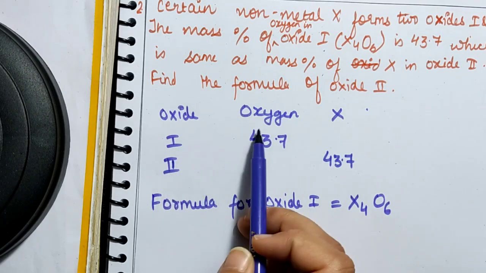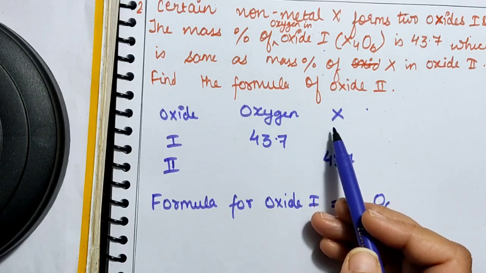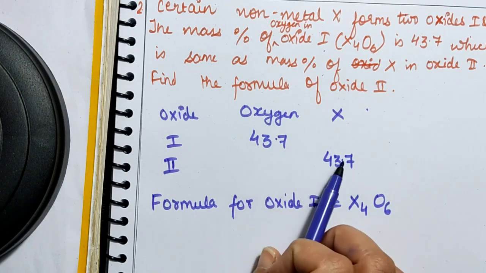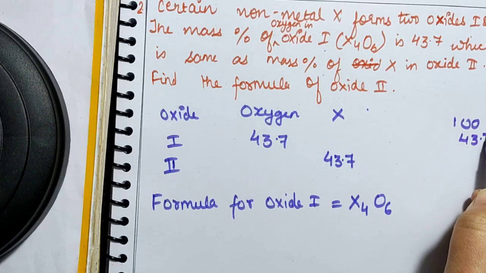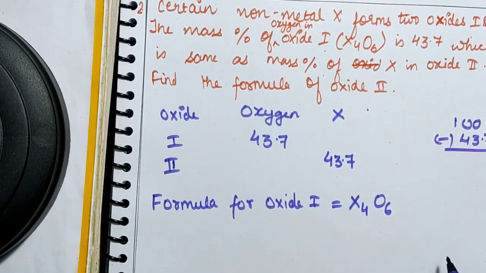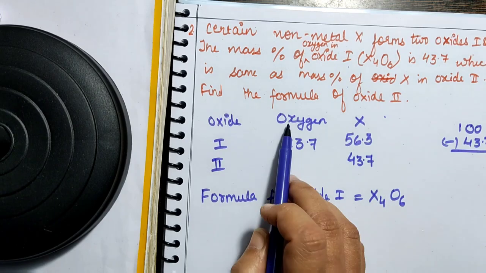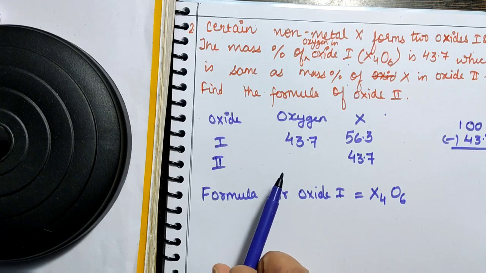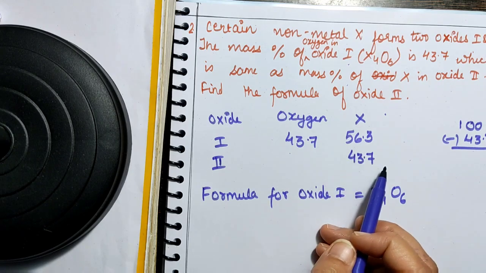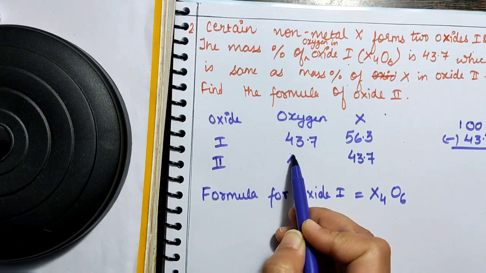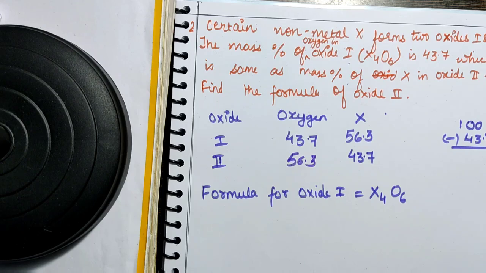Now let's see how to do this question. We have the mass percentage of oxygen as 43.7 in oxide 1. So what will be the mass percentage of X in oxide 1? We will simply subtract 43.7 from 100. It will be 56.3. Similarly, we will find the mass percentage of oxygen in oxide 2 by subtracting 43.7 from 100 again, and we will get the answer as 56.3. Okay.